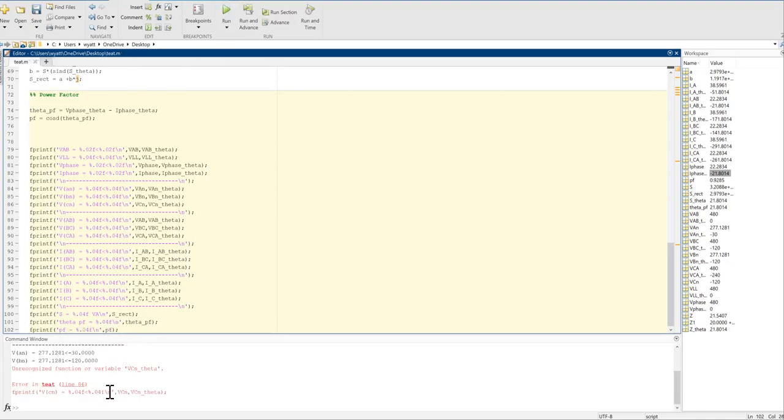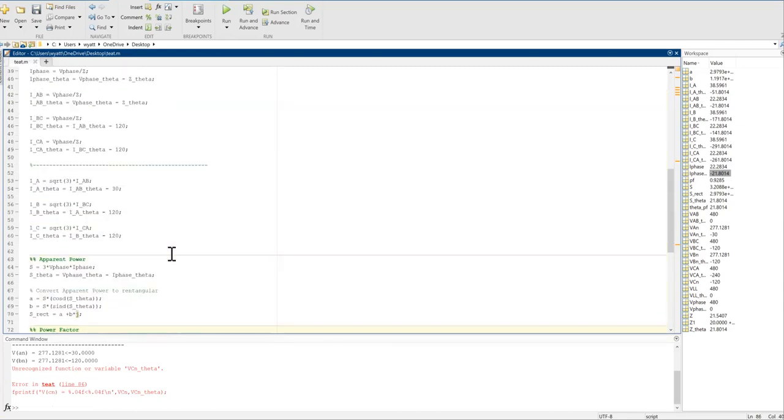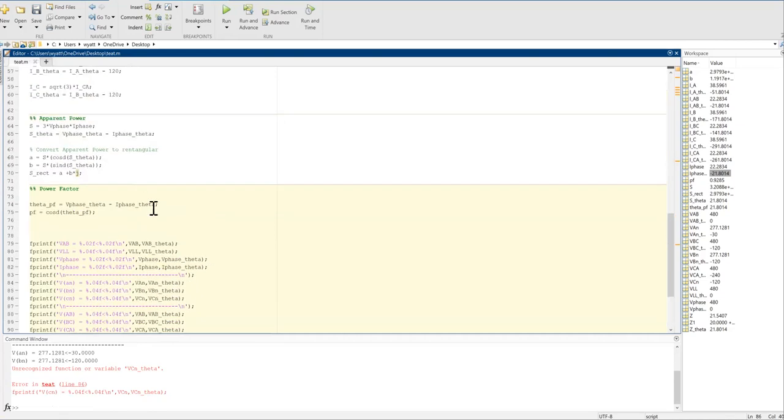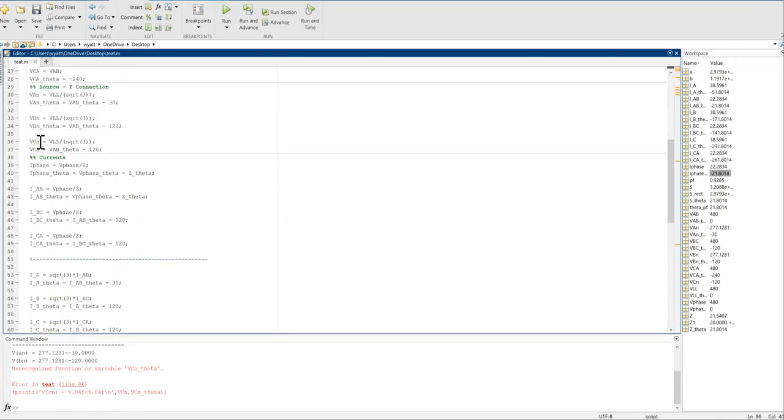So we hit run. Oh, we do have a problem. Line 86. We did not correctly state that one. Okay, VC, we did not say theta. There we go. Convert and run through. There we go.